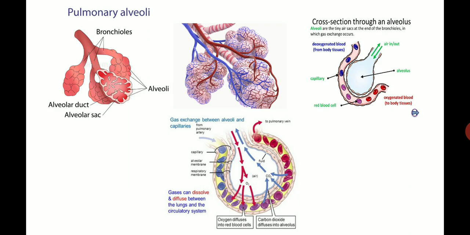The walls of the alveoli are extremely thin and moist, thus allowing gaseous diffusion through them. Oxygen from air first dissolves in a thin layer of water or fluid that covers the surface of alveoli.